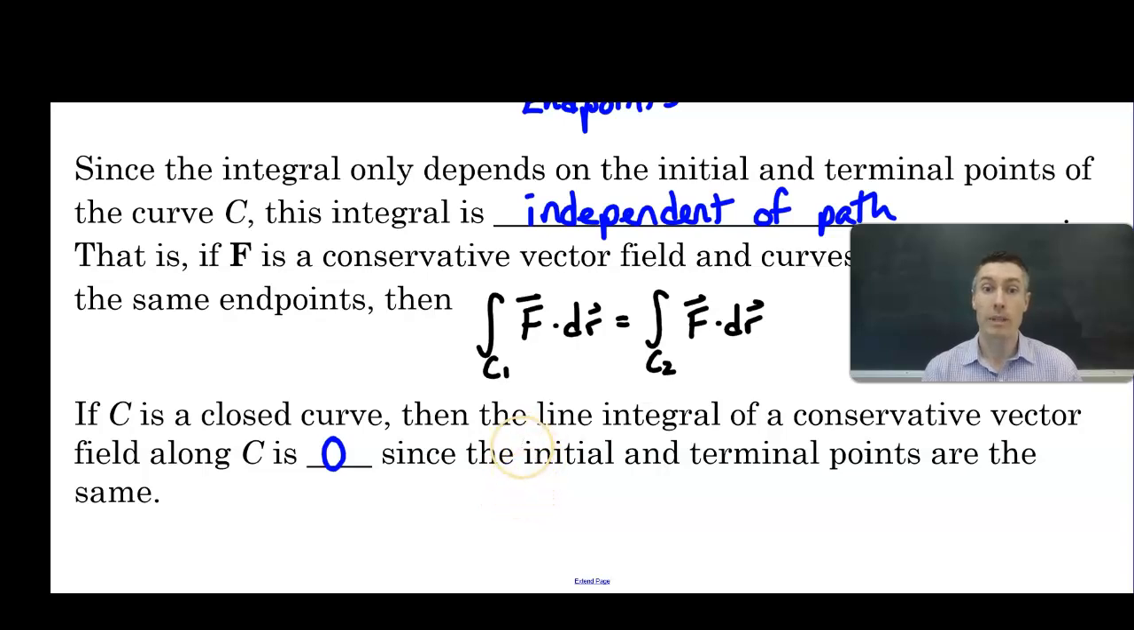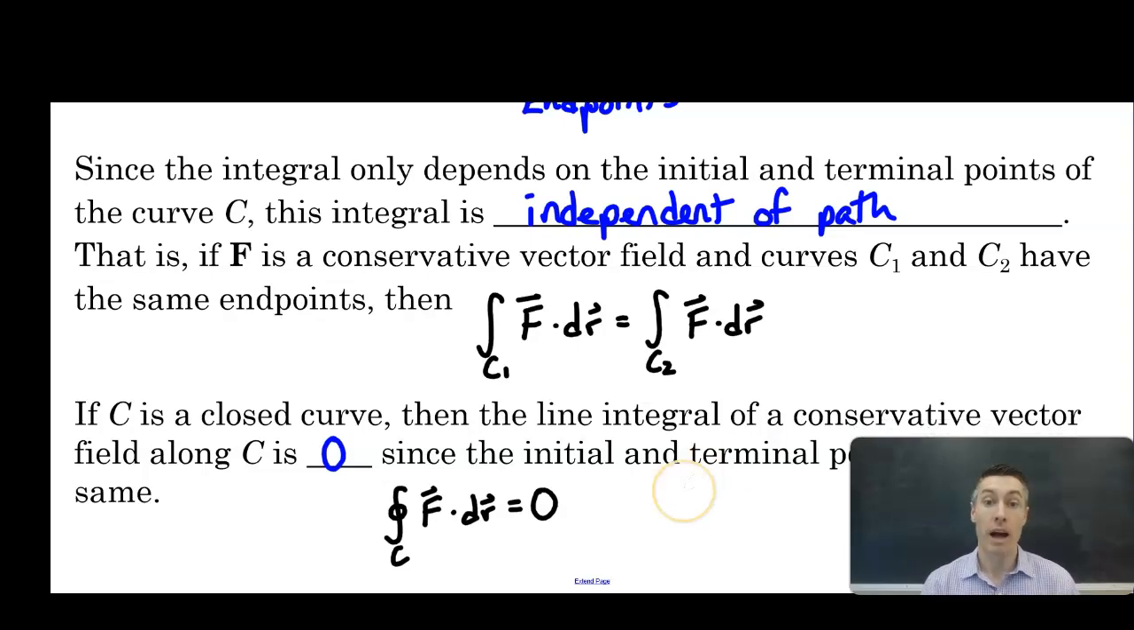Right? If we're just evaluating the potential function at the endpoints, and where we start and where we end are the same point, then the potential function will have the same value, and the difference will be 0. So expressing this, right, the integral along C of f dot dr equals 0. Now, just to add to this notation, something you may see for line integrals is a little circle on the integral itself. That's not some crazy new type of line integral. That just means that we are integrating along a closed curve. More of a physics notation, but important to see at some point.